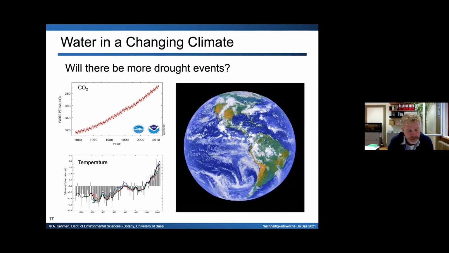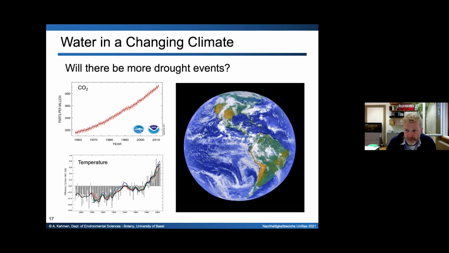Now, when we talk about climate change, we're all aware that CO2 is rising in the atmosphere, and we're all aware, at least the science part of our society, that this causes rising temperatures in the atmosphere, and there is a lot of scientific evidence that these two processes that I'm showing you here are mechanistically very tightly connected.